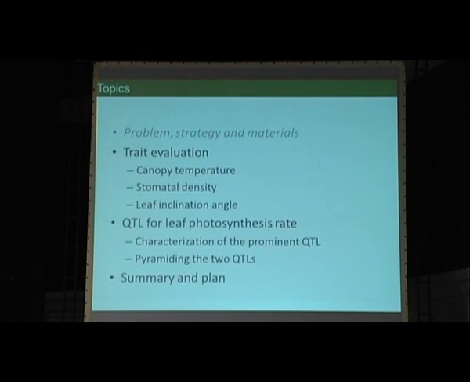Okay, now I've explained the program, strategy, and the materials. After this preparation, we started the actual analysis for the traits listed here: canopy temperature, stomata density, and leaf inclination angle. In parallel, we explored QTL for leaf photosynthesis rate and characterized the most prominent one. Additionally, we tried to combine the two photosynthesis QTL by gene pyramiding.